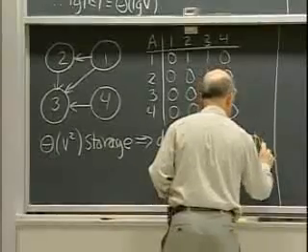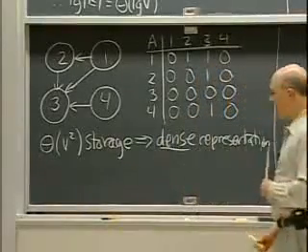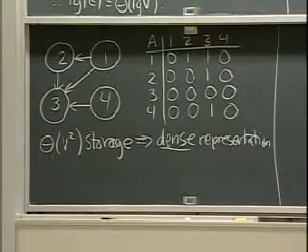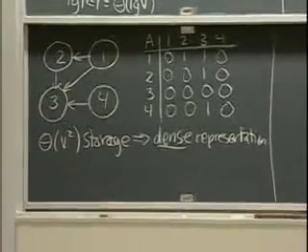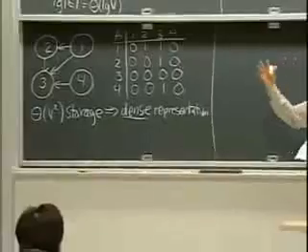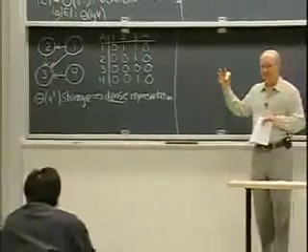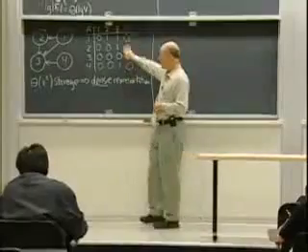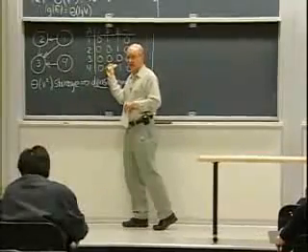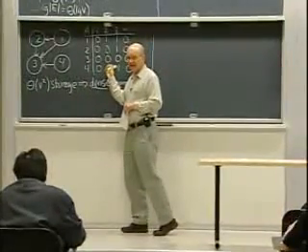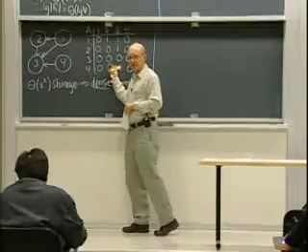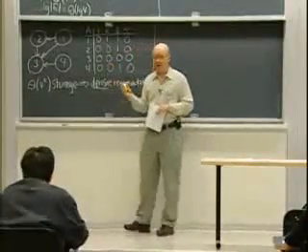It works well when the graph is dense. So the graph is dense if the number of edges is close to all of the edges possible. Then this is a good representation. But for many types of graphs, the number of edges is much less than the possible number of edges, in which case we say the graph is sparse.